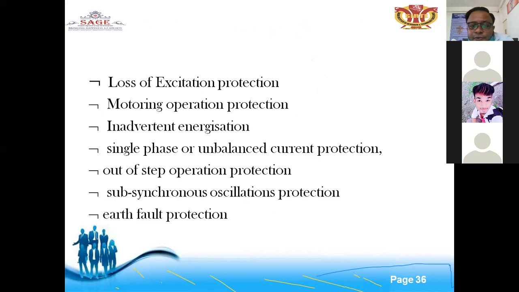Loss of excitation protection, motoring operation protection, single phase or unbalanced current protection, out of step operation protection, sub-synchronous oscillation protection, and earth fault protection.